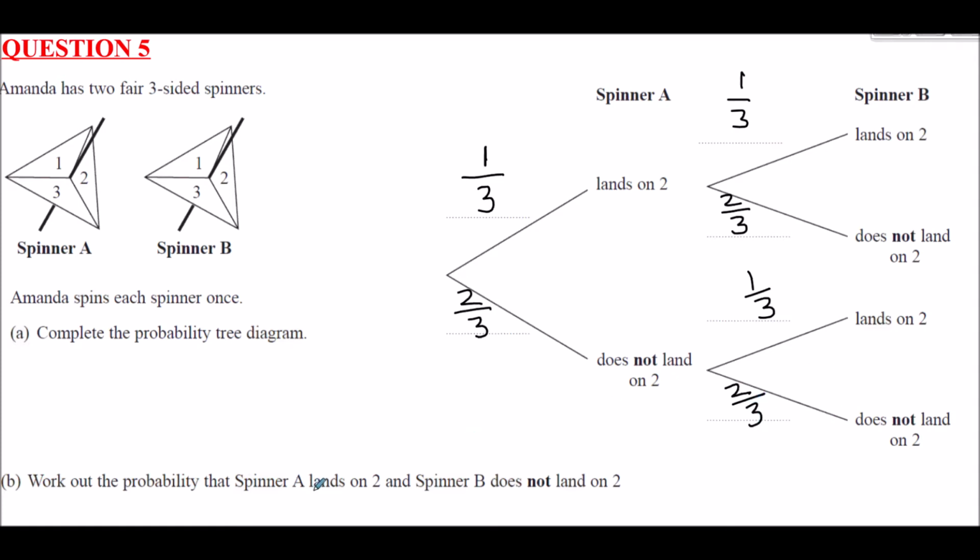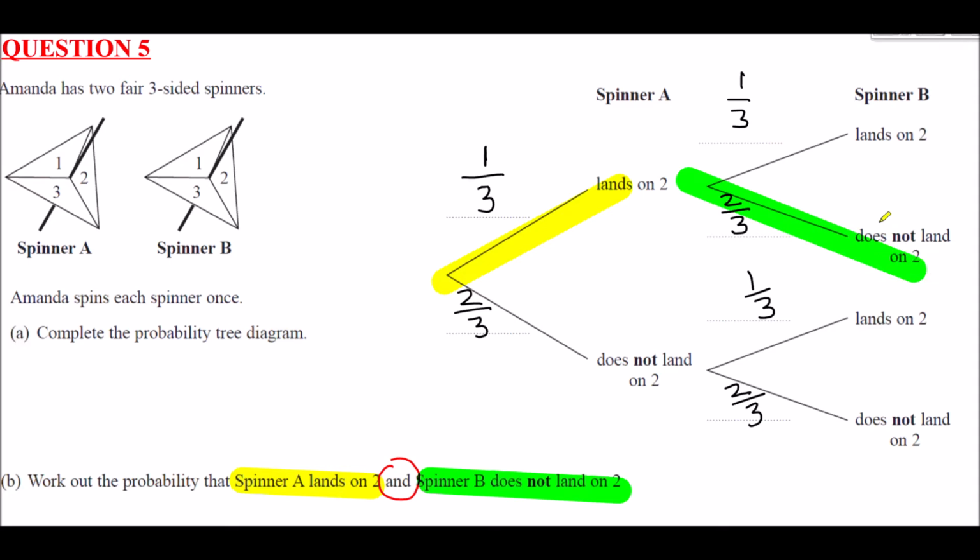Part B is designed for us to now use the tree diagram from A to answer B. So using the tree diagram, we're going to work out the probability that spinner A lands on a 2, and in particular, spinner B does not land on 2. So spinner A landing on a 2 would be this route here. I'll come back to why I've picked up on the word 'and'. Once we've landed on 2 for spinner A, the next route we take would be going down here, but spinner B does not land on a 2.